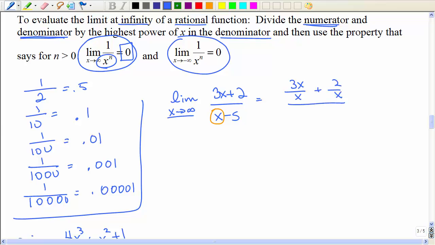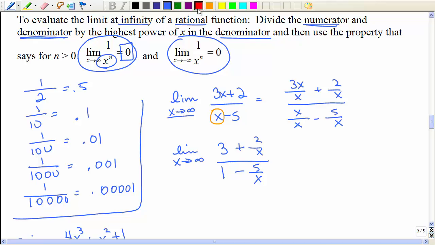This is going to look really weird, but it's very easy. So dividing every term by x, then we're reducing. Eventually you'll really be able to do this in your head, but for right now we need to show our steps, okay, so we know what we're doing.